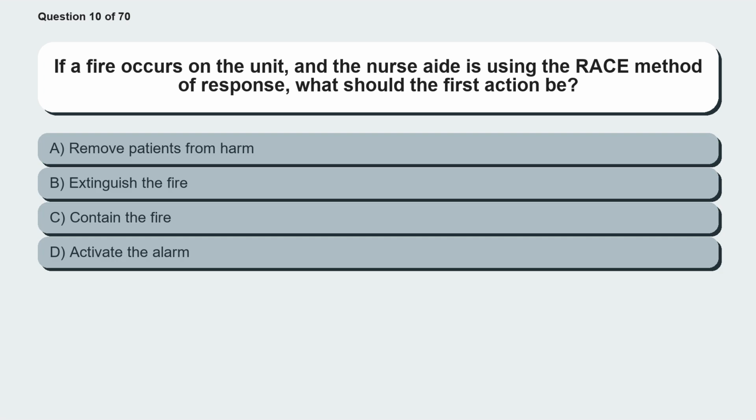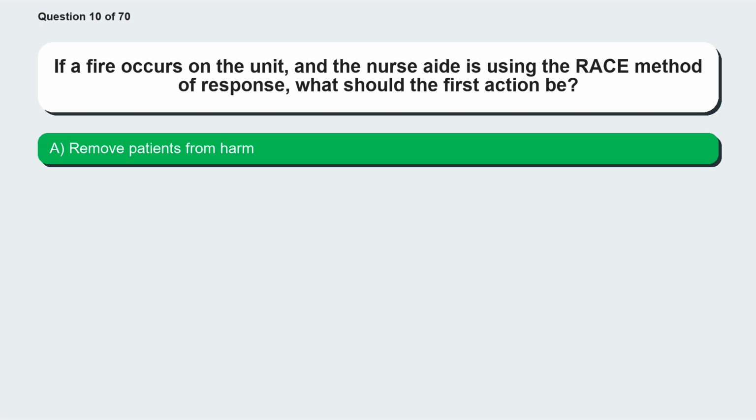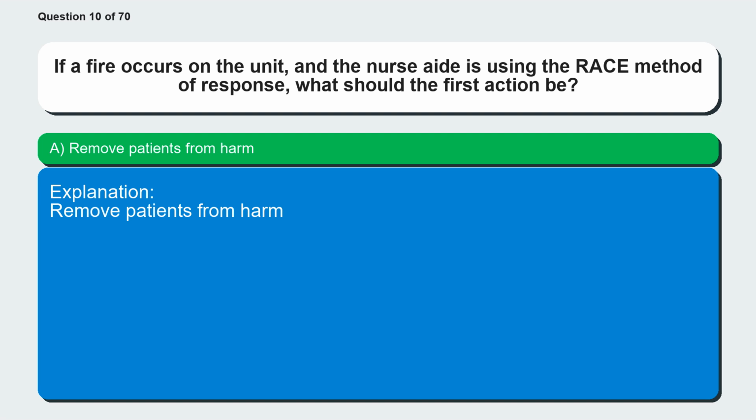Question 10. If a fire occurs on the unit, and the nurse aide is using the RACE method of response, what should the first action be? Option A. Remove patients from harm. Option B. Extinguish the fire. Option C. Contain the fire. Option D. Activate the alarm. The correct answer is option A. Remove patients from harm.